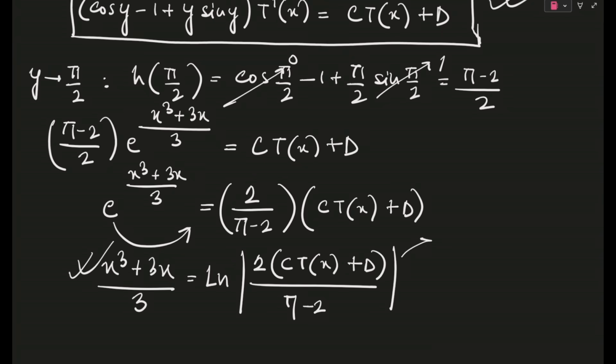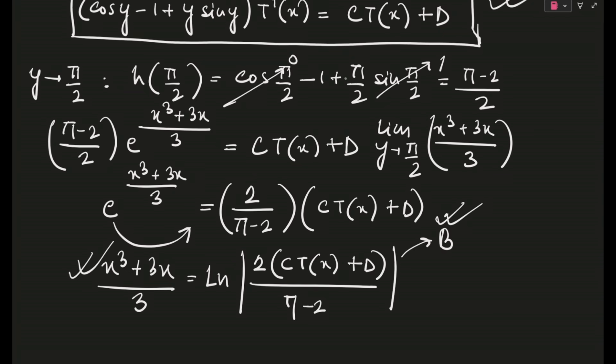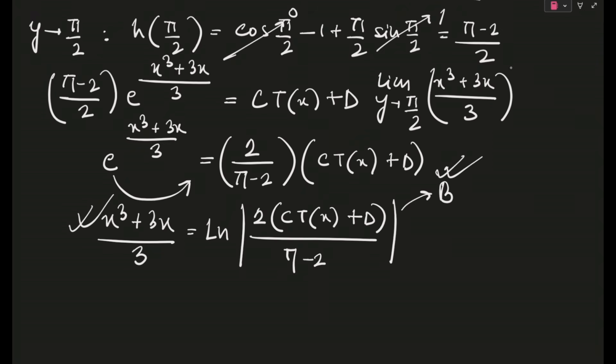This is exactly the form given in our option number B, where limit y was tending to pi by 2, x cube plus 3x by 3 was asked, I guess. I will check once what was asked. Yeah, exactly this thing was asked. So we have actually calculated y tending to pi by 2. It is limit y tending to pi by 2. I have calculated it in the equation itself.